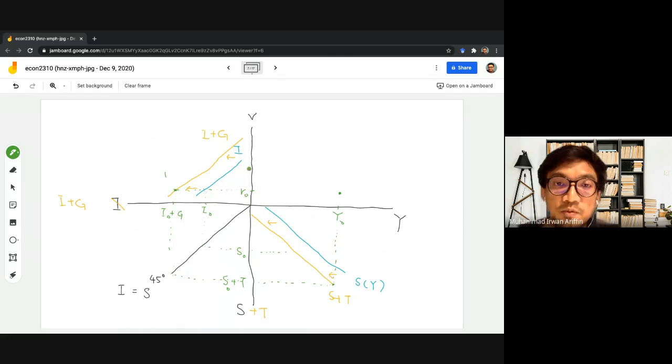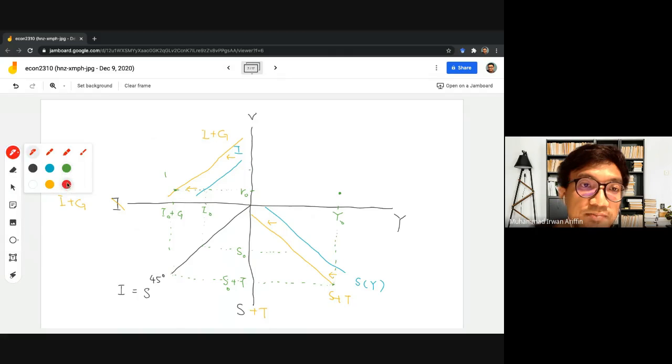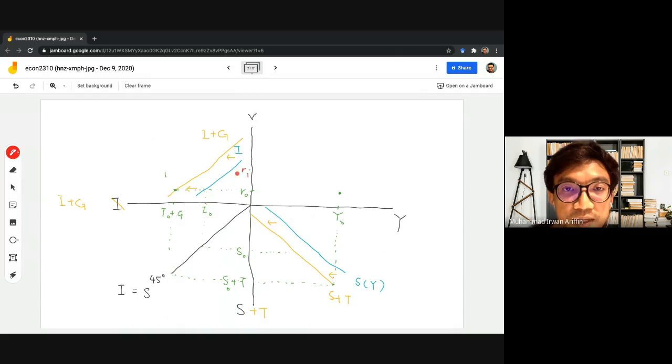Let's pick up another point when the interest rate is higher. Let's say we pick R1. At R1, this would be our I1 plus G, and it corresponds to this S1 plus T, and to this level of income, Y1. So we have another point, and this will be our new IS curve as we introduce government expenditure and taxes into the picture.